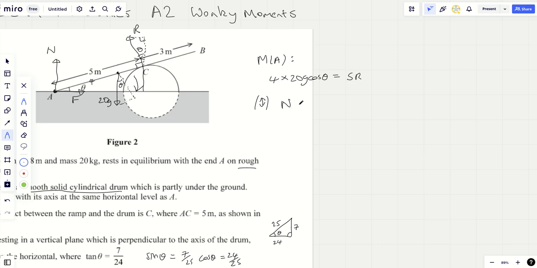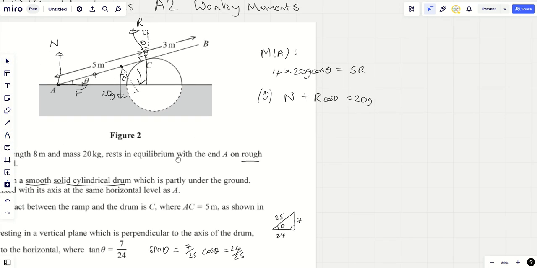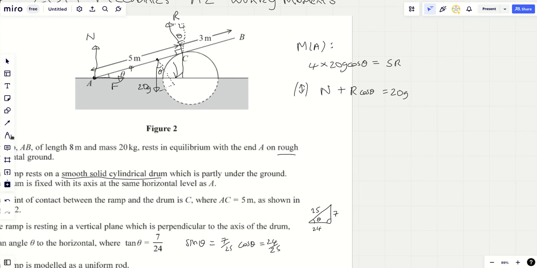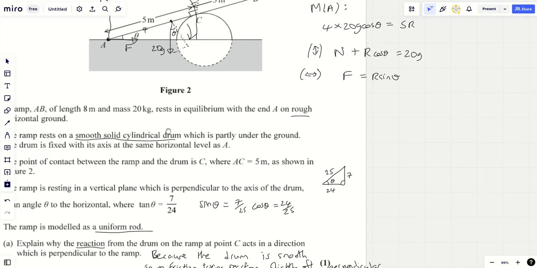Okay, anyway, so let's do the up-downs now. We've got N going up plus R cos theta, and that's going to be equal to 20g. I haven't actually read the question yet. It's occurred to me that I haven't even read the question. That's how confident I am that this way is going to work. I'll read the question in a minute. Left-rights. Okay, F equals, there's only one thing going a bit to the left here, and that's this R force, so I need the R sine theta. Okay, I've got three equations, N, R, and F, three unknowns. I wonder what the question is.